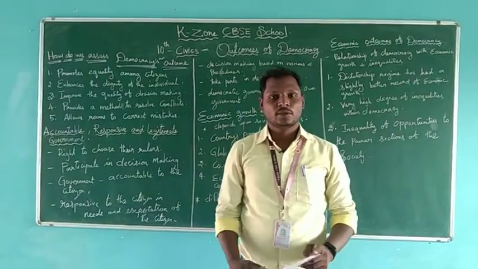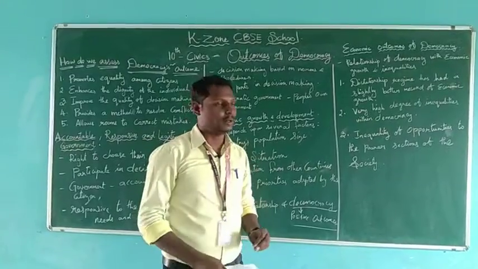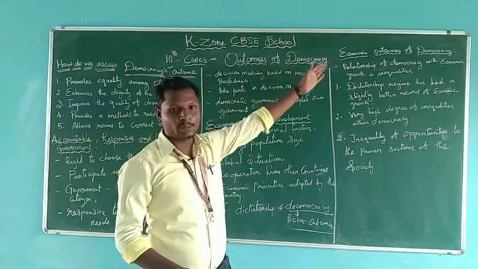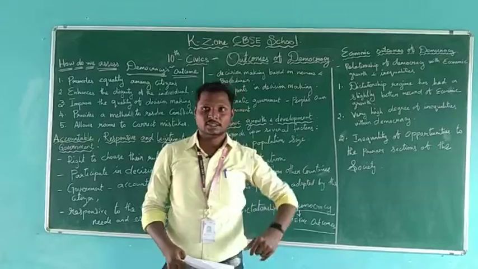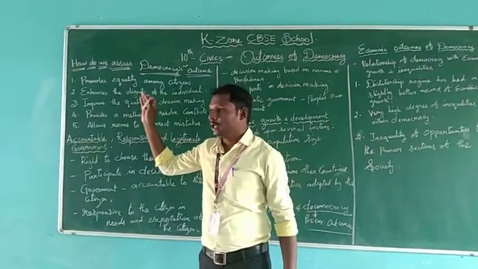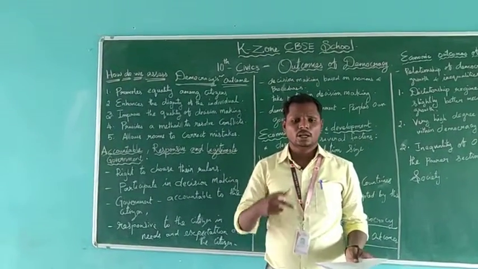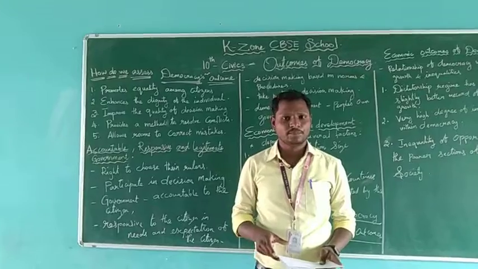Good morning children. Today we are going to discuss a topic from the civics lesson part, outcomes of democracy. So the next lesson, the third chapter, we are going to discuss. Here there are many things to discuss about democracy. How can we know the result of democracy?